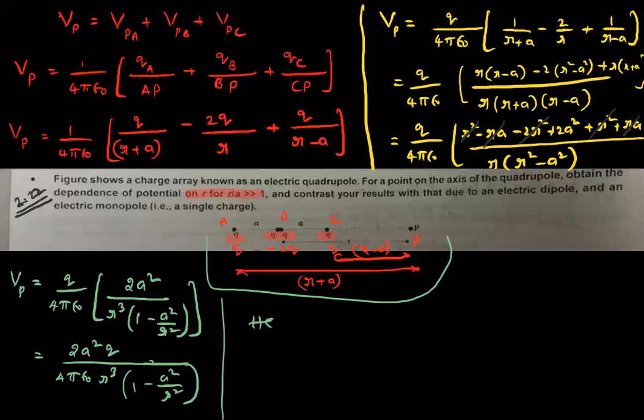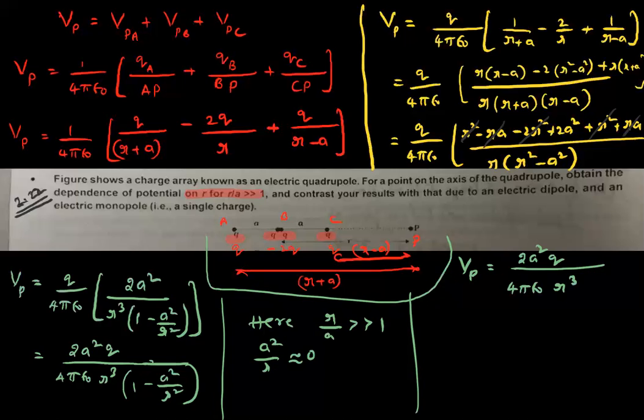Given that R by A is greater than 1, A square by R square is nearly equal to 0. Therefore, potential at point P can be written as 2A square Q divided by 4 pi epsilon naught R cube. Therefore, potential at point P is inversely proportional to R cube in case of quadrupole.